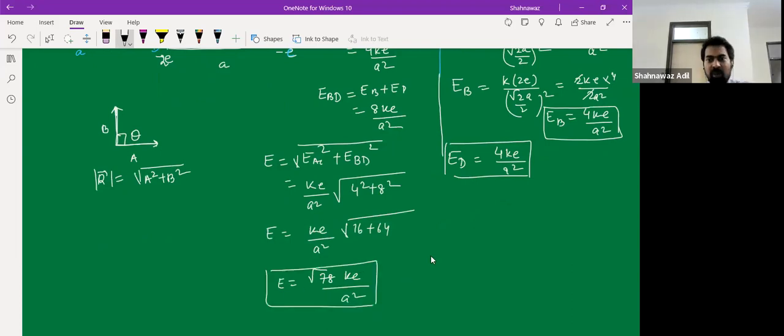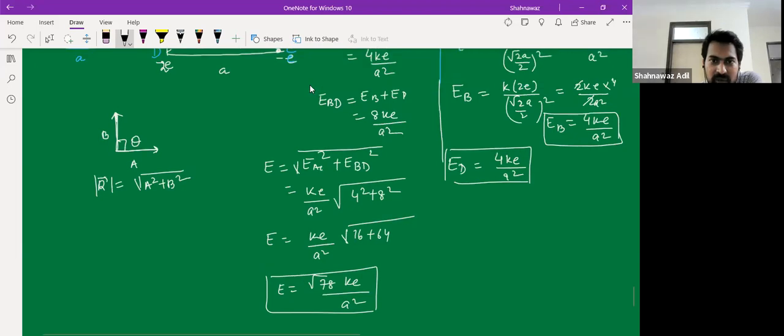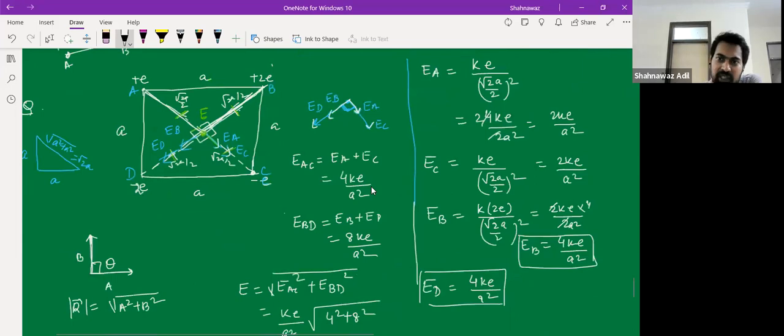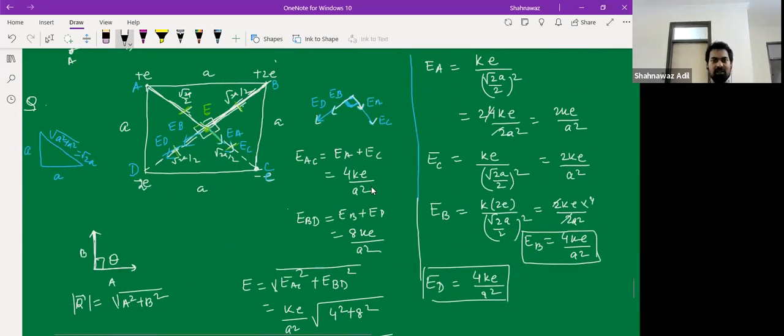Okay, so this is the magnitude of this electric field. If you want to note this down, please note this down, and then we will do the electric field due to a linear line charge.